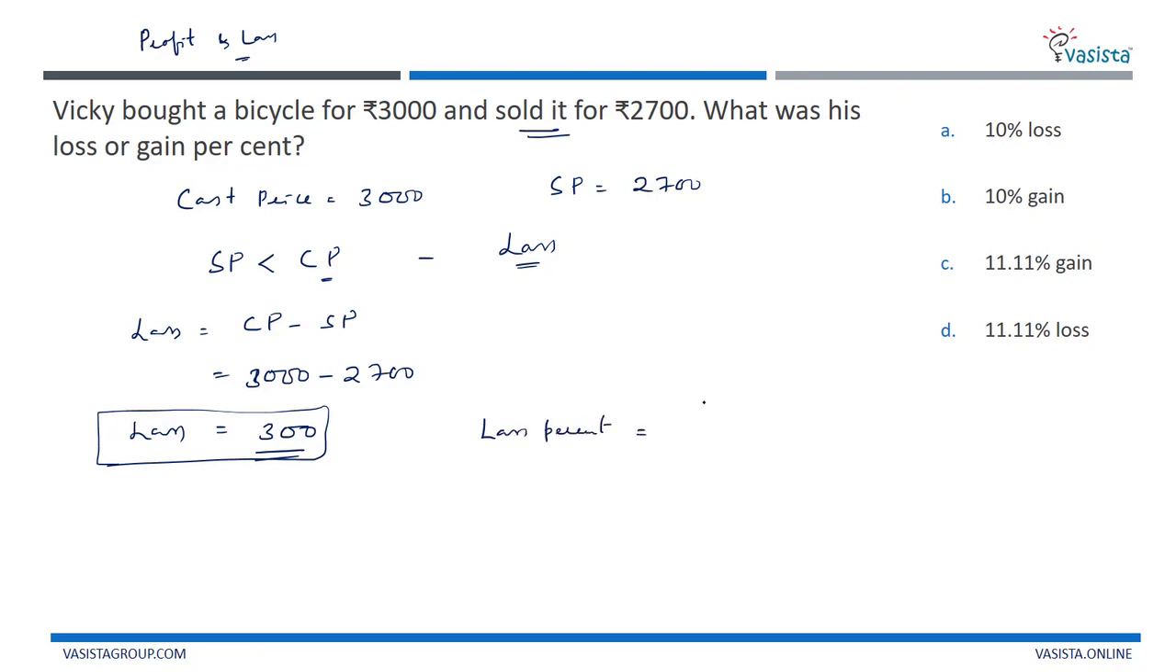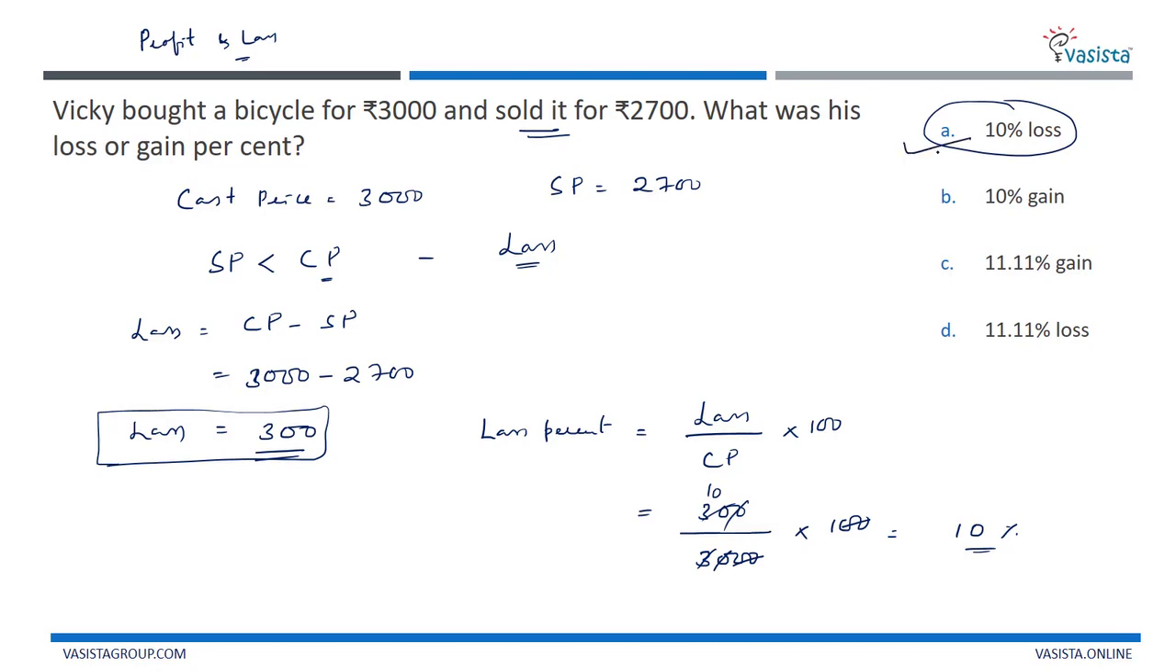The loss percent is equal to loss divided by cost price into 100. So loss is 300, cost price is 3000, that into 100. Now simplify it. These two zeros, this and this, will be cancelled. 3 ones are 3, 3 tens are 30. So total Vicky incurred a loss of 10%, that is 10% loss. This is the answer.